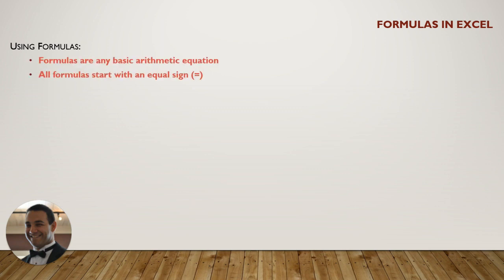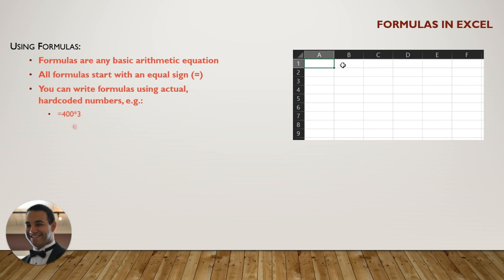All right, now that we've covered that, we're ready to talk about formulas. Formulas are any basic arithmetic equation. All formulas start with an equal sign. You can write formulas using actual hard-coded numbers. Here are some examples: 400 times 3, or 5 plus 4 plus 3 plus 2 plus 1. Either way, you type equals, and then your formula, and hit enter, and the result will appear in your cell.